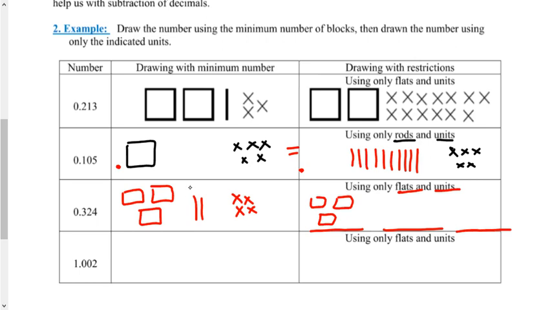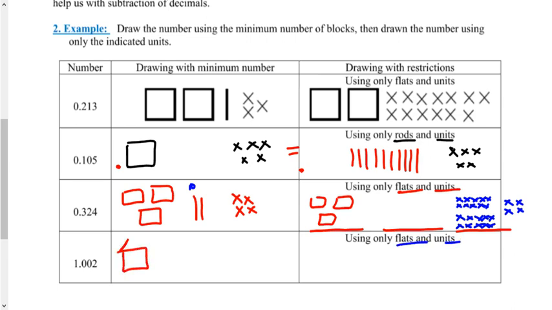So each one of these is worth 10 units. So I'll come down here, 1, 2, 3, 4, 5, 6, 7, 8, 9, 10. And that's the first rod. 1, 2, 3, 4, 5, 6, 7, 8, 9, 10. And then I also still had my original 4. There we go. Done.